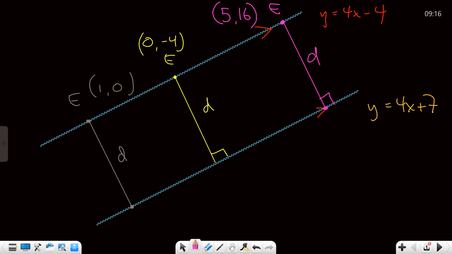All three of those segments, the gray, the yellow, and the pink, should all be the same length. The distance between parallel lines stays constant. The distance between train tracks stays constant. Are you with me?